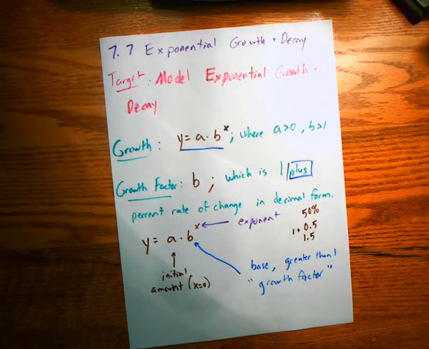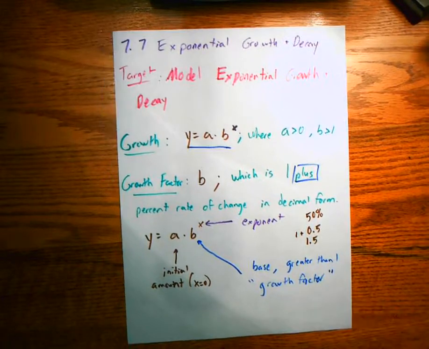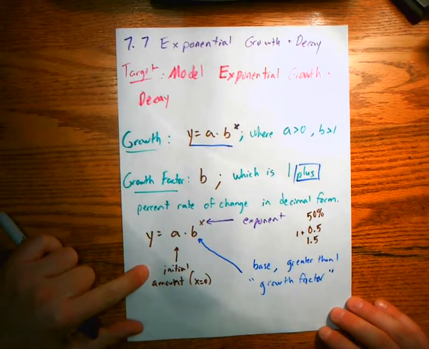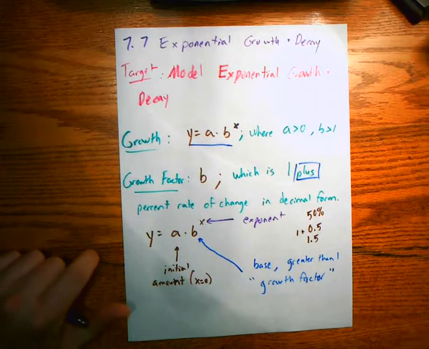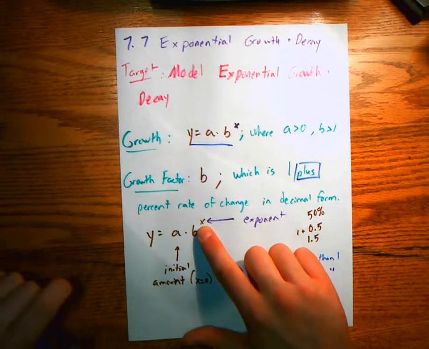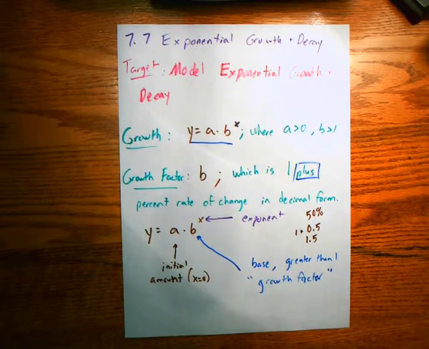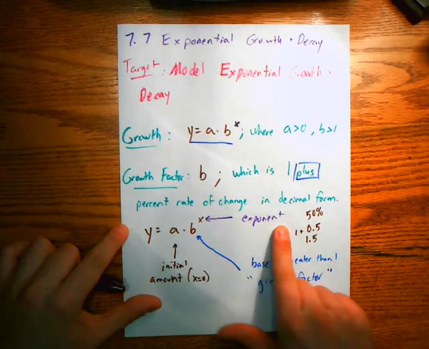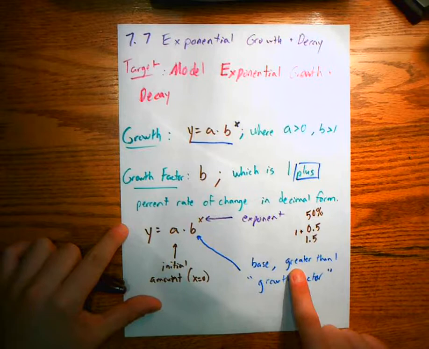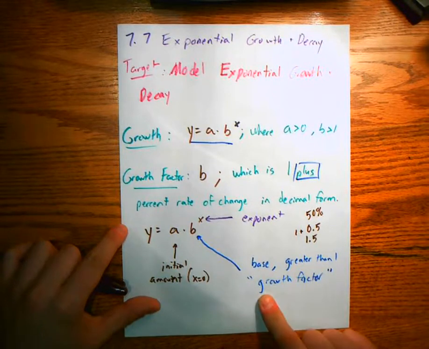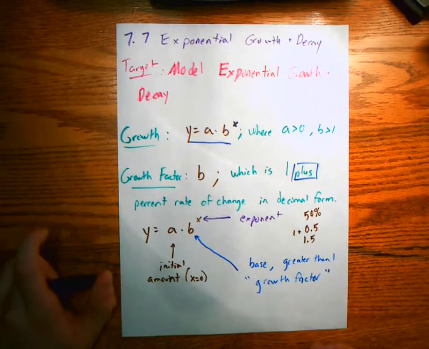Looking at each individual piece of an exponential growth, your a is the initial amount, or the value when your x is equal to 0, which in most cases is going to be time. When time is equal to 0, that's your initial amount. Your x is your exponent value, and b is your base, which is going to be greater than 1 and is known as the growth factor.